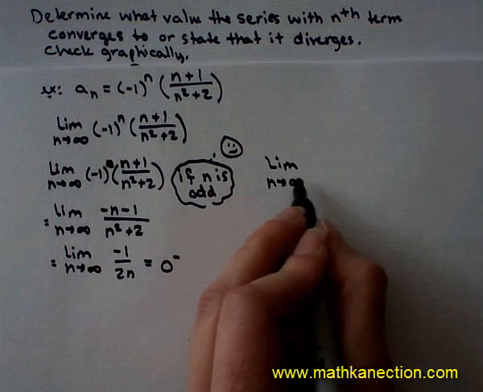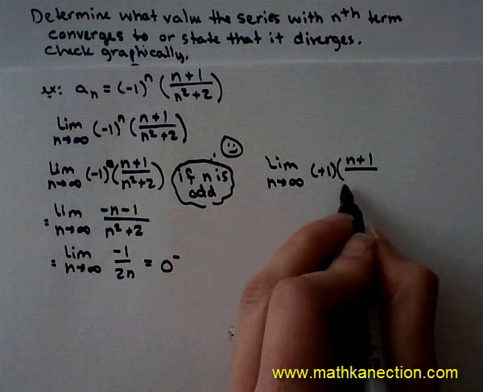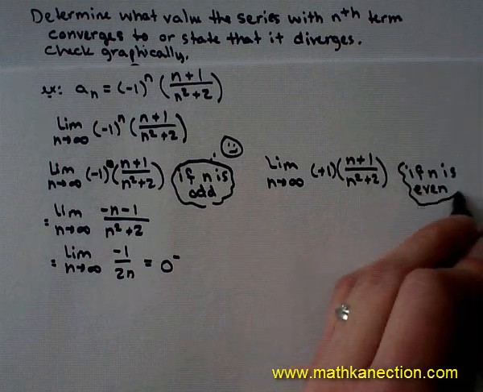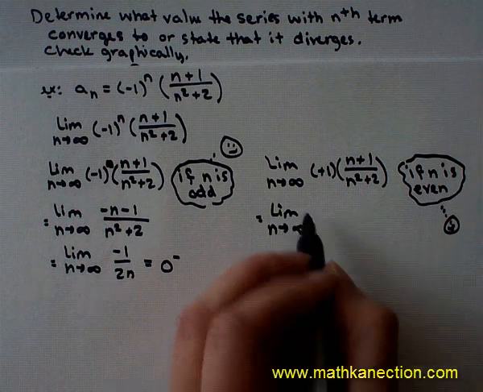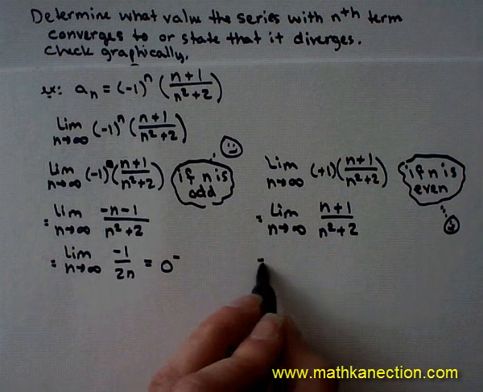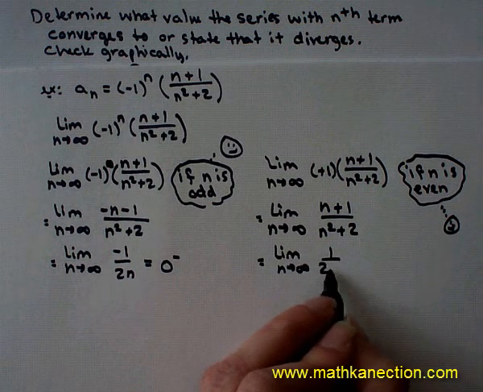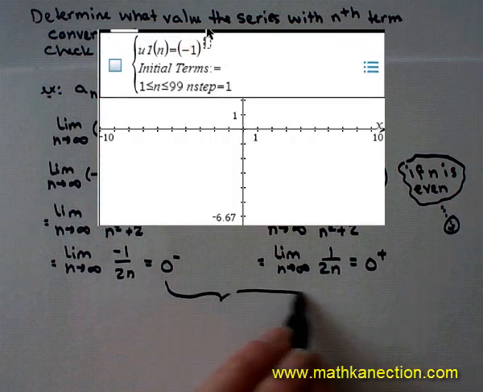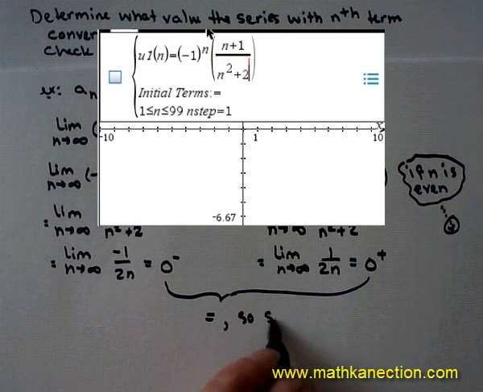Then we'll also look at the limit as n approaches infinity using n as an even number, which will make a positive 1 times n plus 1 over n squared plus 2. So we have the limit as n approaches infinity of n plus 1 over n squared plus 2. And by L'Hopital's, we have the limit as n approaches infinity of 1 over 2n, which also approaches 0, but then from the right side. Since those two values are equal to each other, the series will converge to 0.